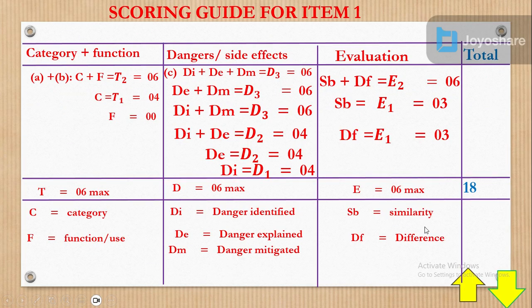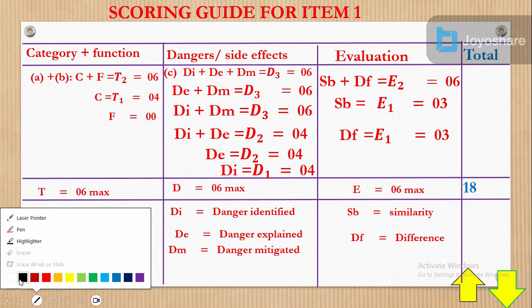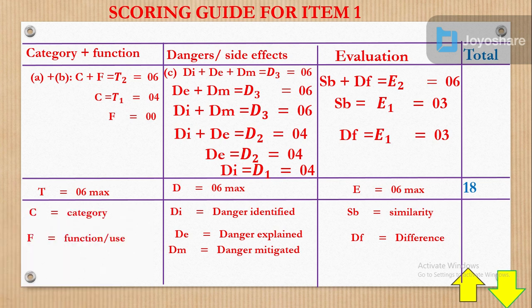We're going to look at them. So you see that here, part A. I think that part A talks about a category and part B talks about a function, if you can see that. Let's go there. Then part C will talk about the dangers, effects.